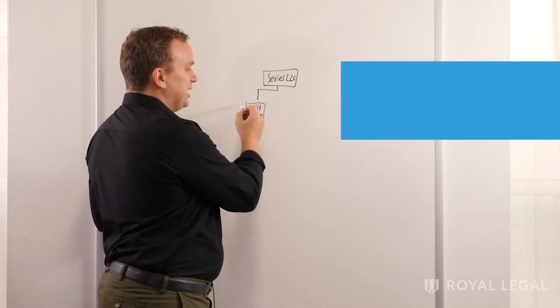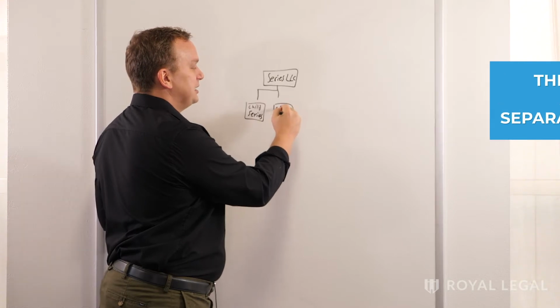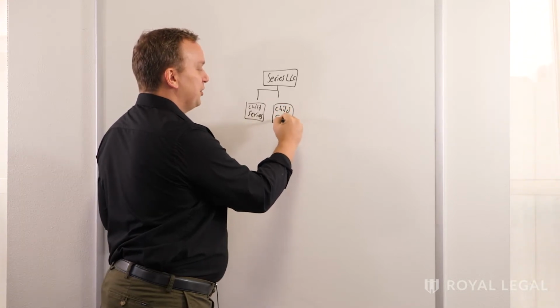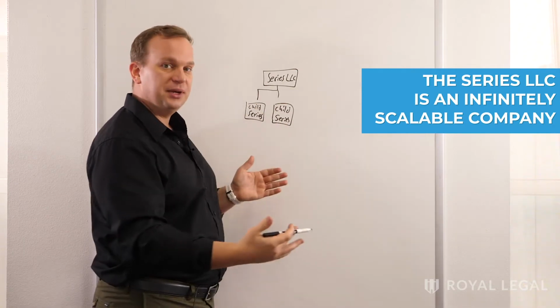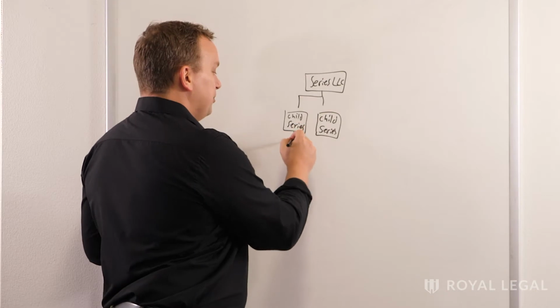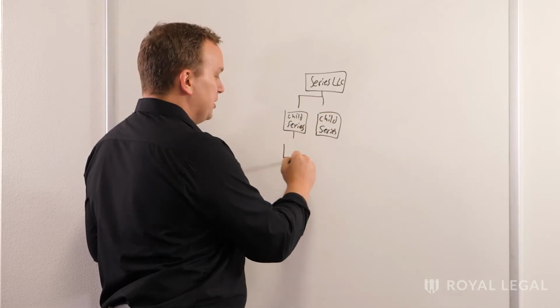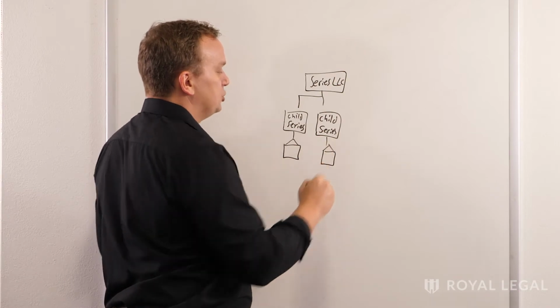Being able to create an infinite number of these child series that are all treated like separate entities for liability purposes, but they're free to create. So the net effect is you get an infinitely scalable company at no additional cost as you scale. What you end up with at the end of the day is that you're able to then acquire one property in each of the individual child series.